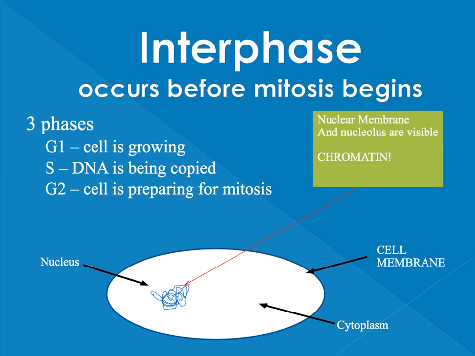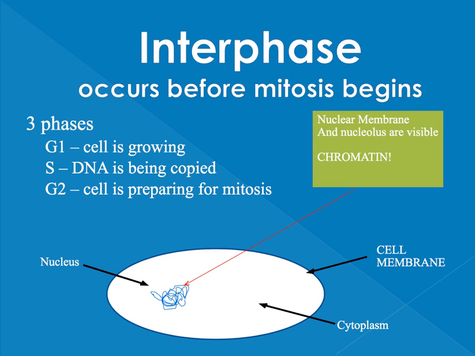cell prepares for mitosis. So on your little oval there, you need to draw in chromatin, because that's what you would see during interphase. You need to label the nucleus, which is where the chromatin would be located. Just for reference, to see where the cytoplasm is, label cytoplasm. And then the outside of your oval, that is your cell membrane.